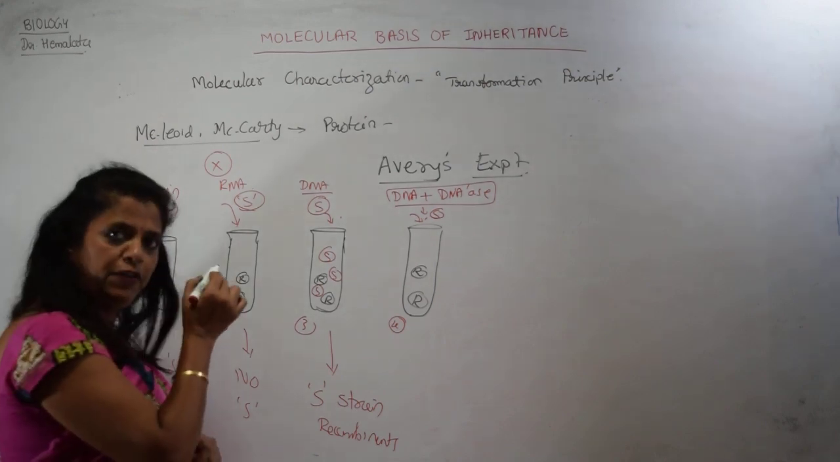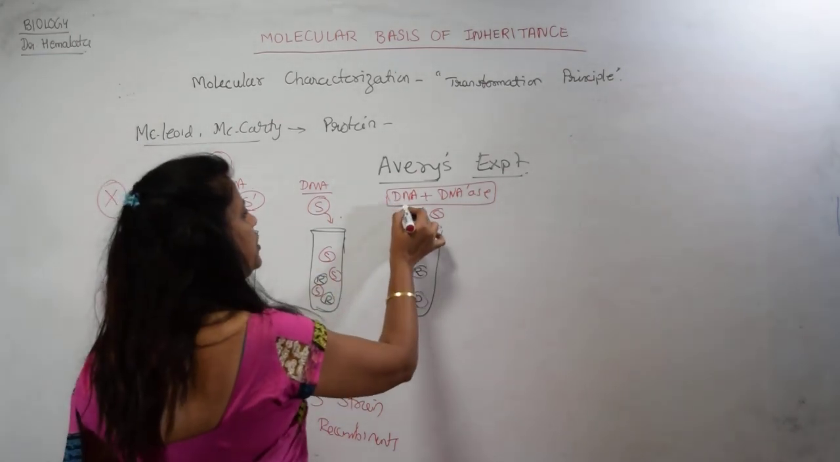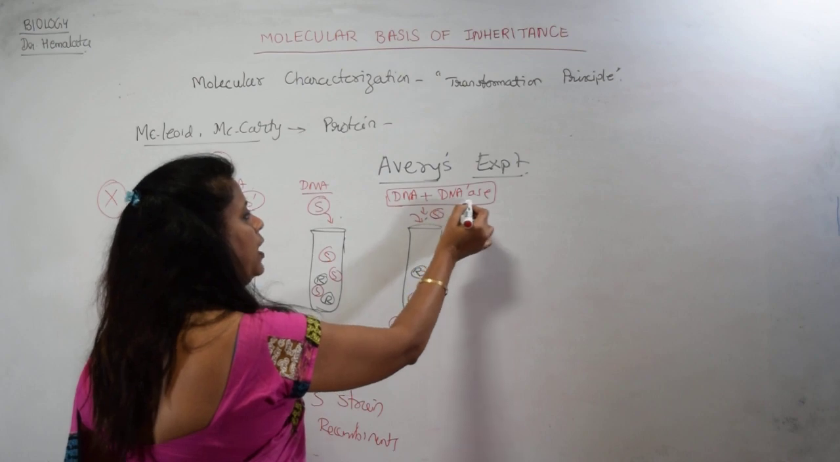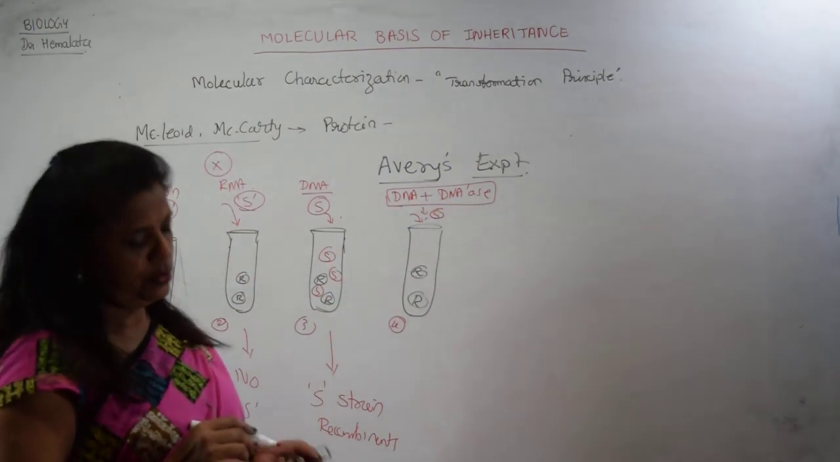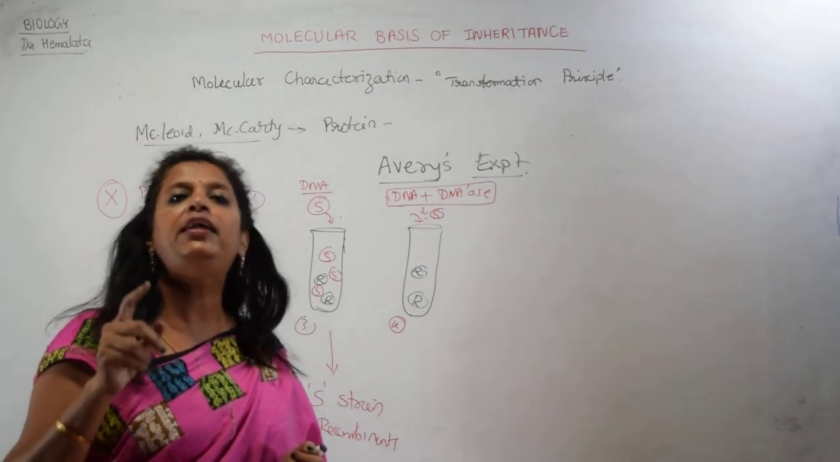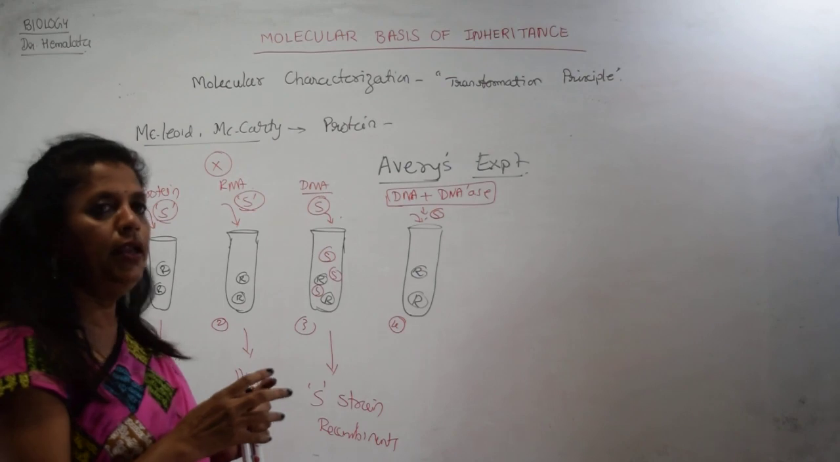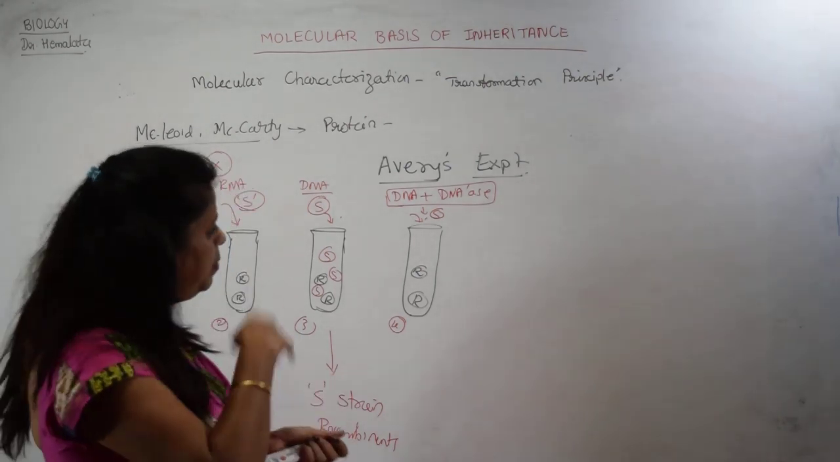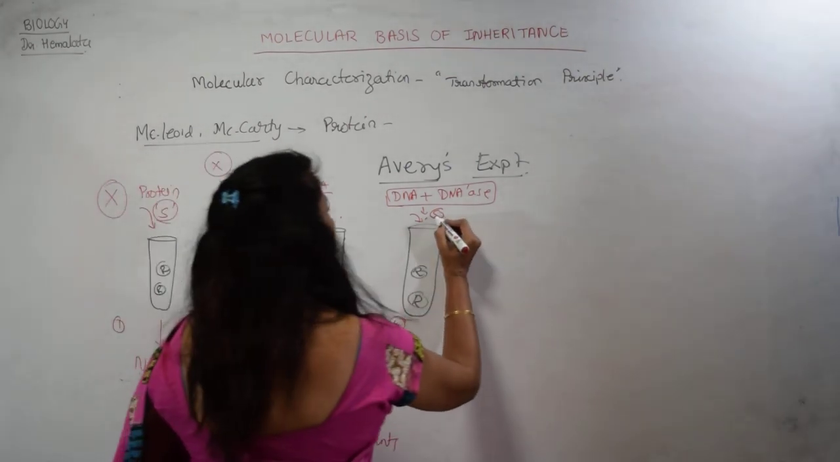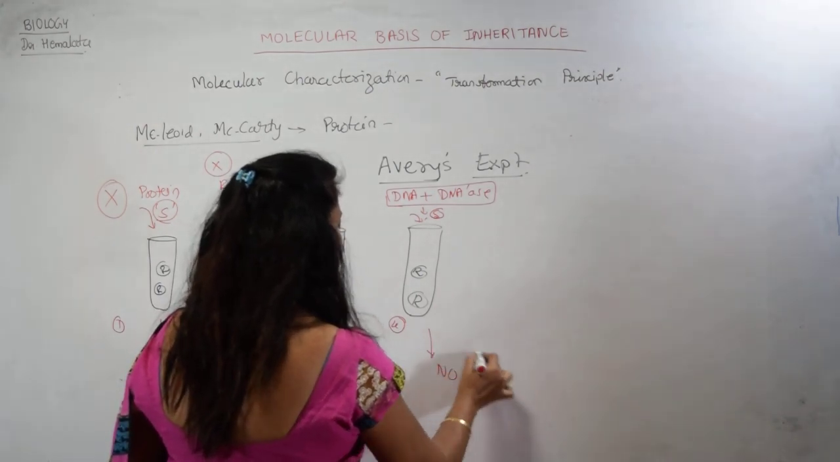To really confirm whether DNA is the only one involved, in the last experiment, he used DNA along with the DNase enzyme. So what is DNase enzyme? Any enzyme that breaks down DNA is called DNase enzyme. They took the DNA, added the DNase enzyme, mixed it, and transferred it to this. Then also there were no S strains.